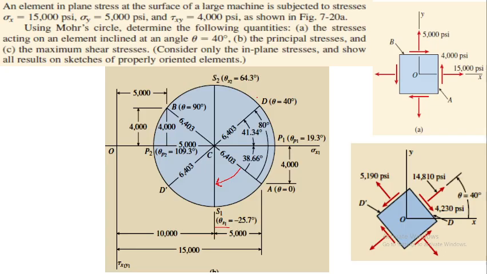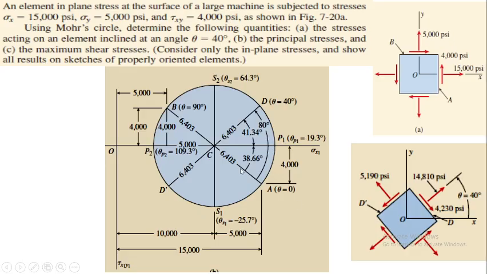So if you look at it from here to here, minus theta s1 is giving you twice of 25.7. 25.7 into 2 is 51.4.